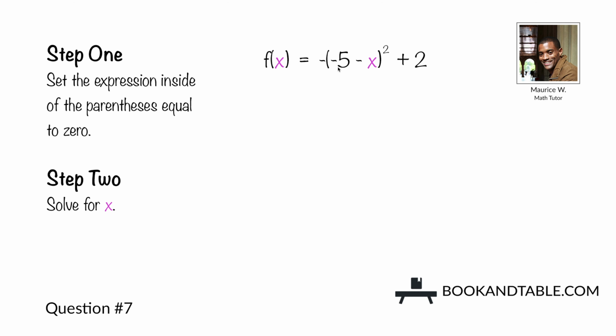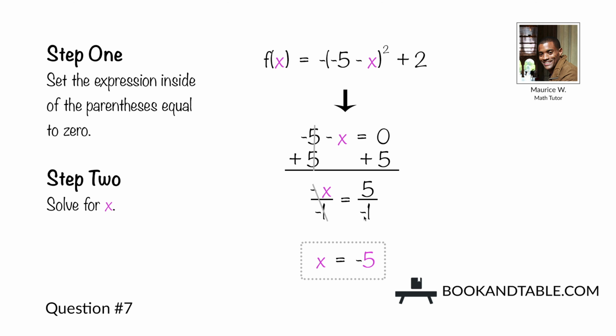Step 1, set the expression inside of the parentheses equal to 0. So that would be negative 5 minus x is equal to 0. And now step 2, we want to solve for x. So we'll begin by adding 5 to both sides, showing us that negative x is equal to 0 plus 5, which is 5. And now to get rid of this coefficient of negative 1, we divide both sides by negative 1, showing us x is equal to 5 divided by negative 1, which is negative 5. So this is where our line of symmetry for this quadratic exists.